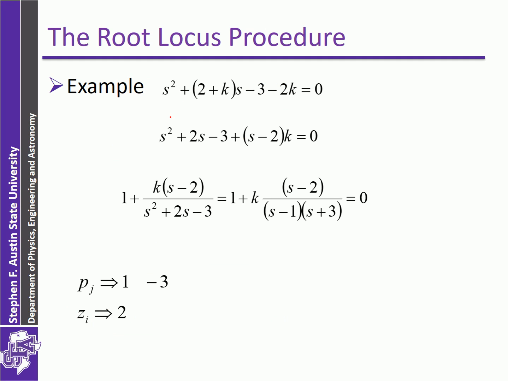So let's look at this example. Let's say this is our characteristic function. You can see the parameter k in there. We work our characteristic function and put it in this form. Using regular algebra, we're going to write it in a form that has a 1 plus something. One way to do it is to grab the constant part in here and divide everything by s squared plus 2s minus 3. So this will give us a 1 in here.